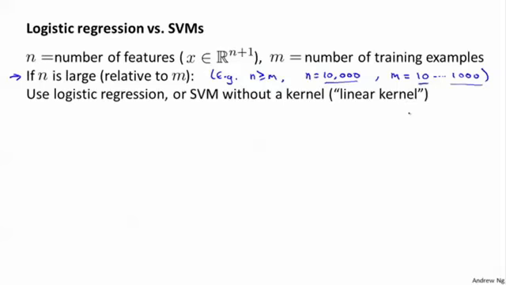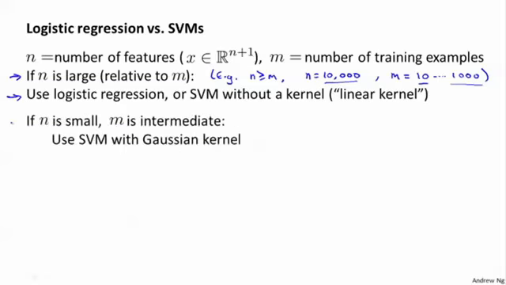So if n is large relative to m, then what I would usually do is use logistic regression, or use an SVM without a kernel, or use it with a linear kernel. Because if you have so many features for the smaller training set, a linear function will probably do fine, and you don't have really enough data to fit a very complicated nonlinear function.